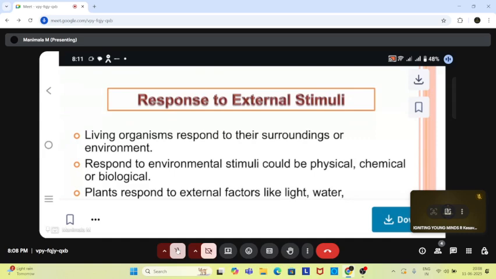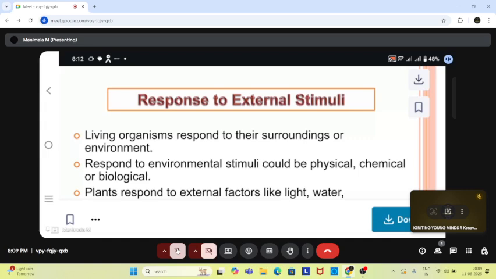In the skin we have thermoreceptors, in the eyes photoreceptors, in the nose olfactory receptors, in the tongue gustatory receptors, and in the ear phonoreceptors. With the help of the receptors we receive the external stimulus, and it is taken to our brain or spinal cord. Based on that, we perform some actions in our body. So this is response to external stimuli.